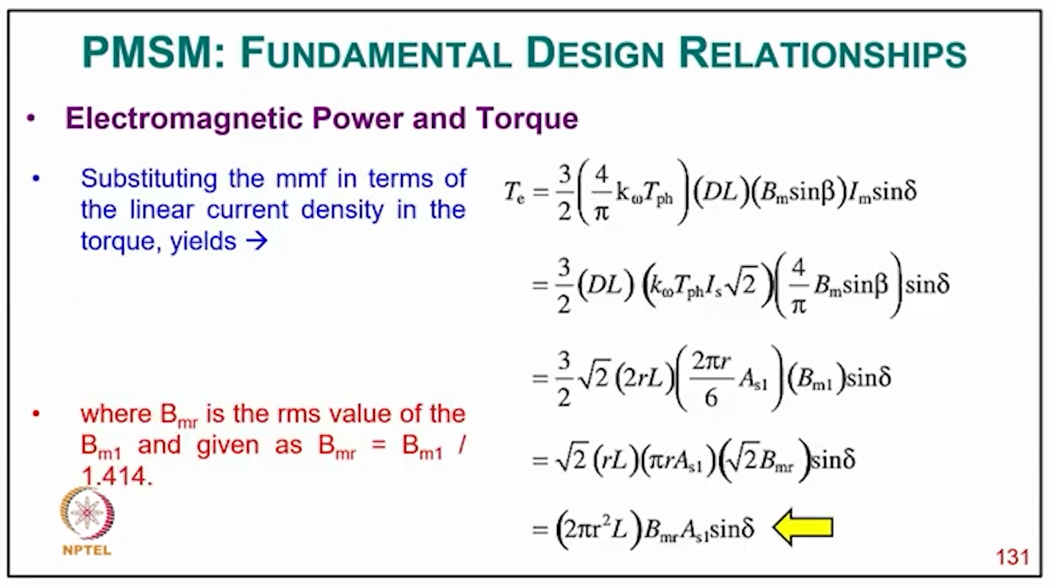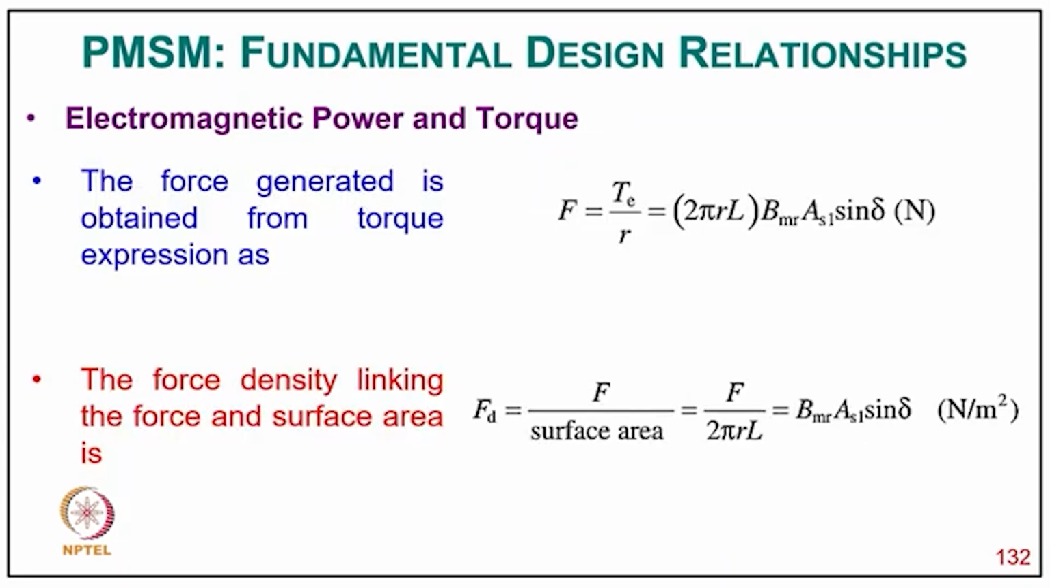Now substituting the MF in terms of linear current density in the torque yields typically T equal to 3/2 · 4/π · k_w T_ph · D L · B_m sin β · I_m sin δ, 3/2 · D L · k_w T_ph I_s √2 · 4/π B_m sin β sin δ, and that is equal to 3/2 √2 · 2RL · 2πr / 6 · A_s1 B_m1 sin δ, or equal to 2√2 · √2 RL πr A_s1 · √2 B_mr sin δ, or equal to 2πr² L B_mr A_s1 sin δ, where B_mr is the RMS value of B_m1 and given as B_mr equal to B_m1 upon √2.